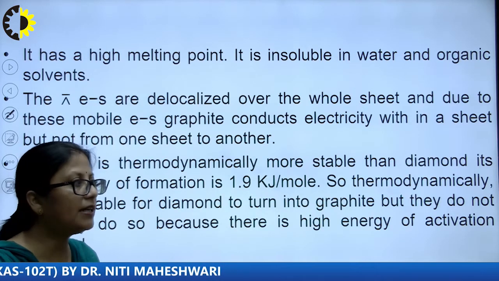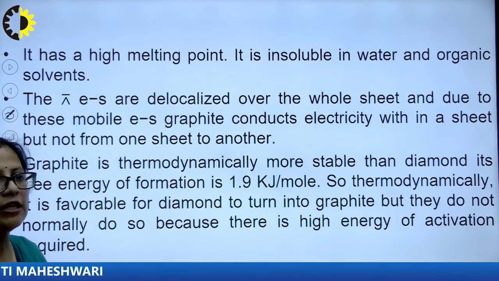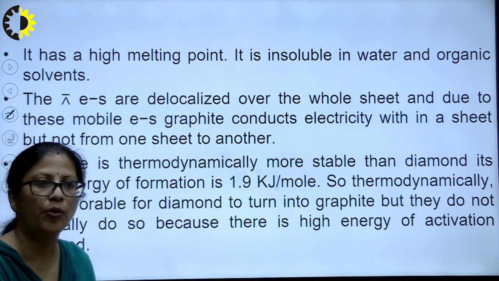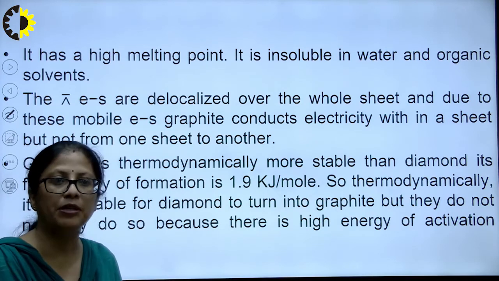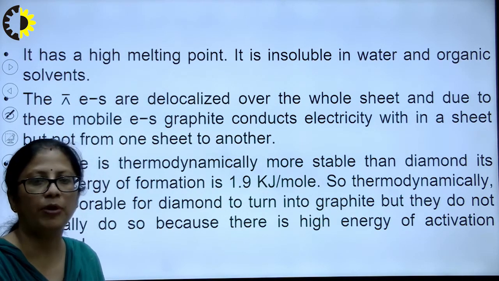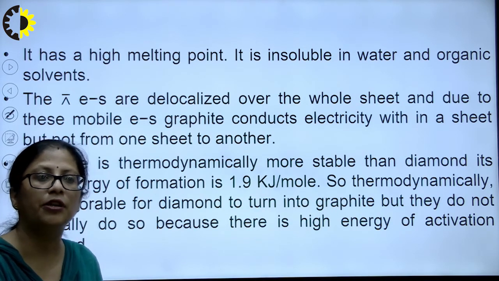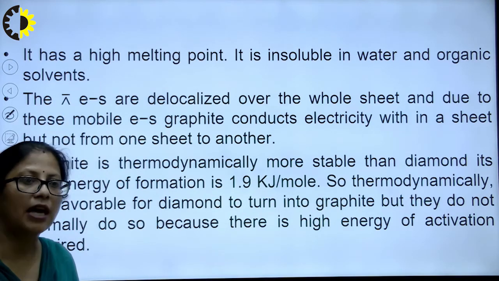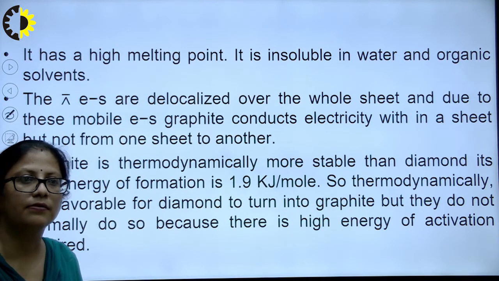And graphite is thermodynamically more stable than diamond. Its free energy of formation is around 1.9 kilojoule per mole. So thermodynamically it is favorable for diamond to turn into graphite, but it does not do so normally, because a high energy of activation is required for exciting the electrons in diamond.